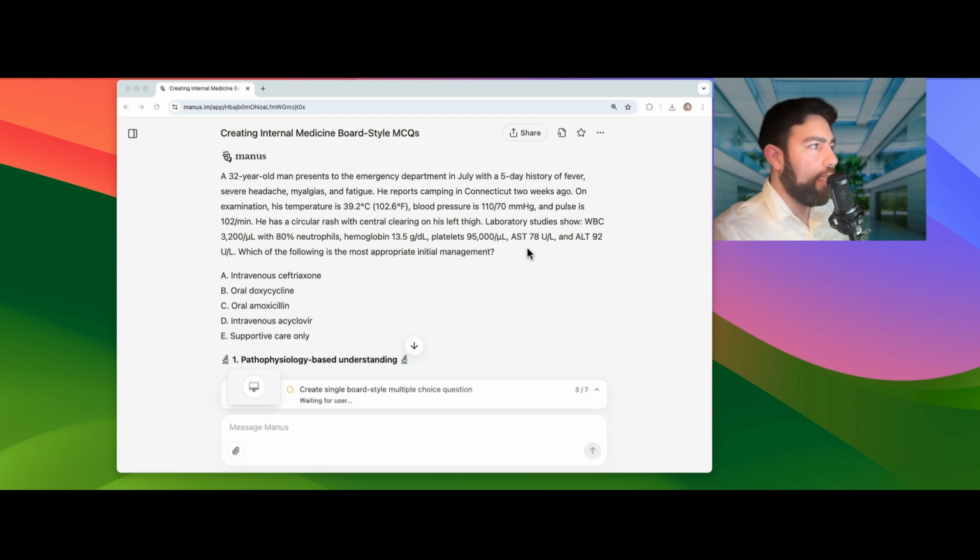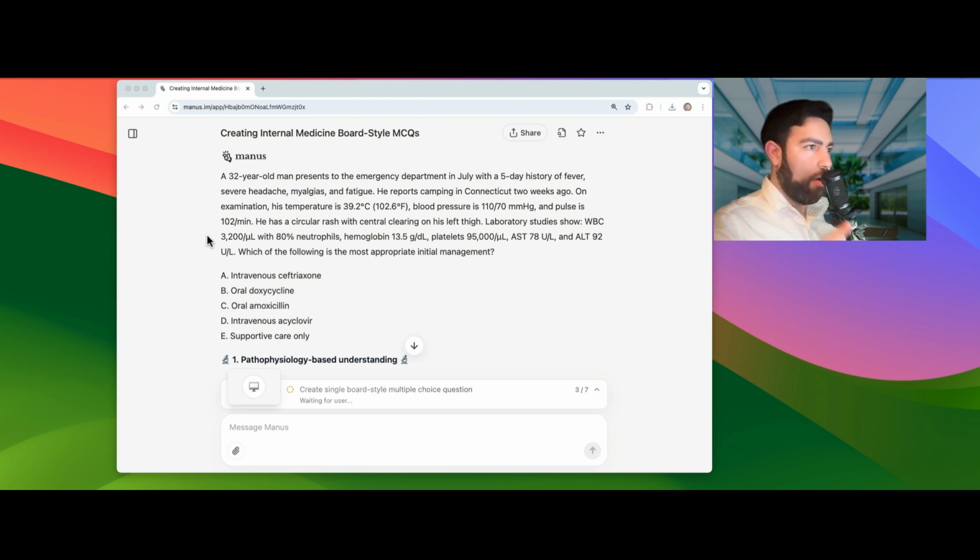So let's get started. This is a 32-year-old man who presents to the emergency department in July with a 5-day history of fever, severe headaches, myalgias, and fatigue. He reports camping in Connecticut 2 weeks ago. On exam, his temperature is 39.2 degrees Celsius or 102.6 Fahrenheit. Blood pressure 110/70, pulse is 102. He has a circular rash with a central clearing on his left thigh.